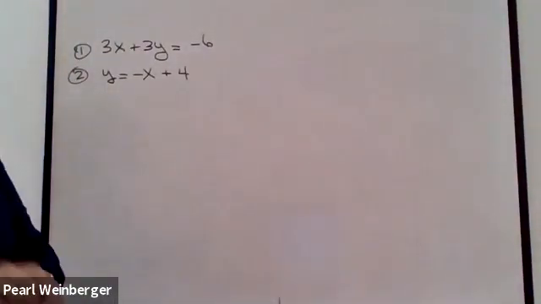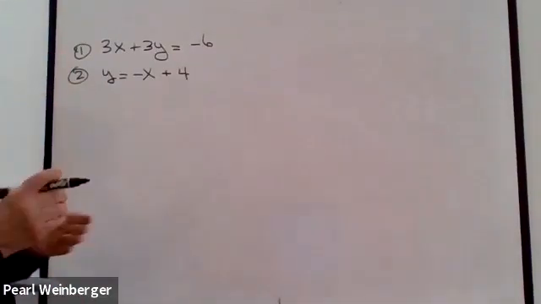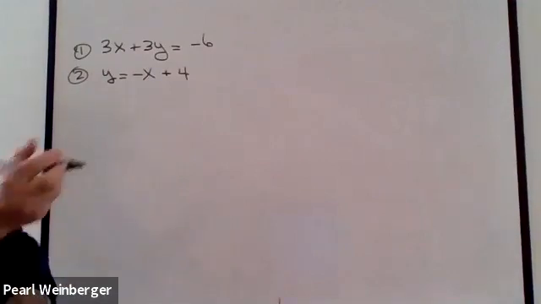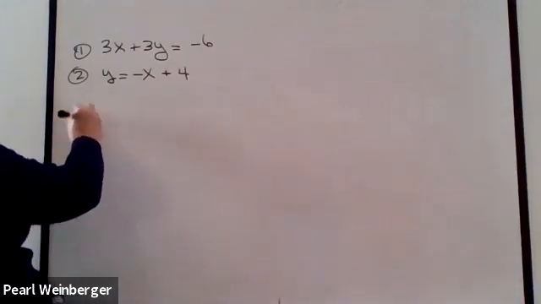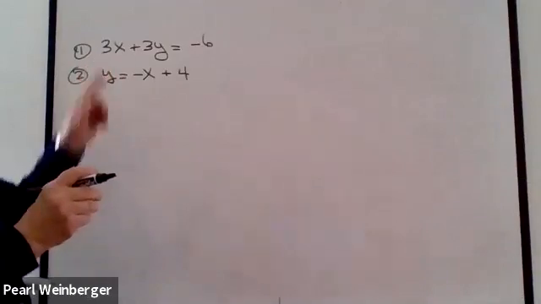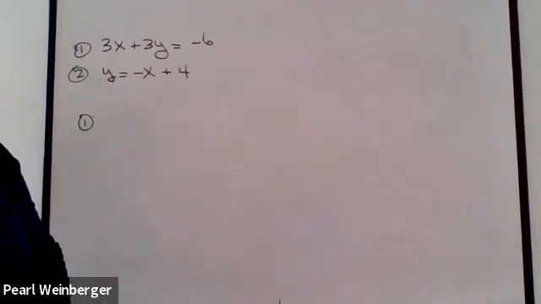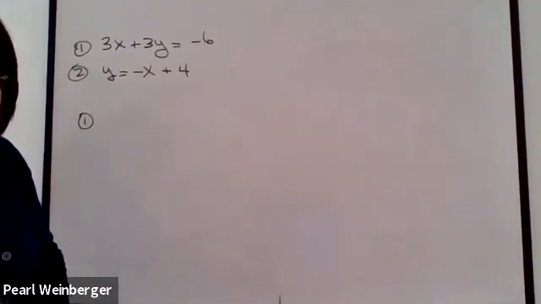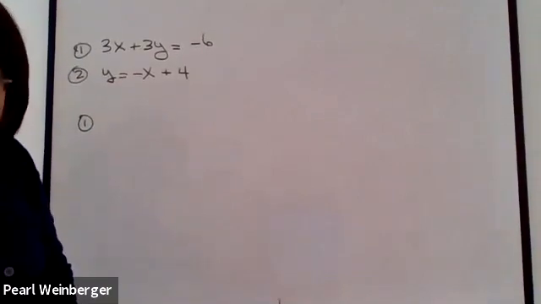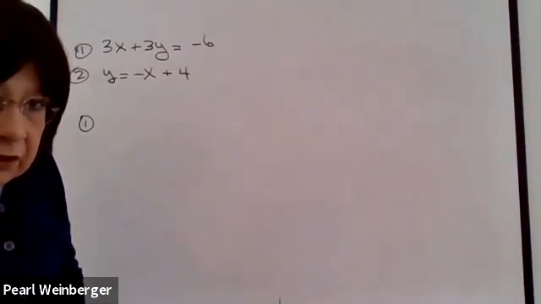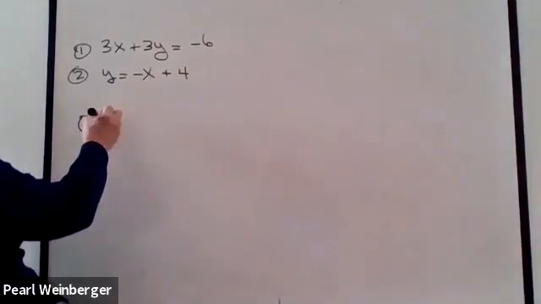The first thing I would want to do is put the equations in y equals mx plus b form. Does anybody want to tell me what they got when they put 3x plus 3y equals -6 in y equals mx plus b form? I got y equals -1x minus 2. Okay, how did you do that, Jonathan? I subtracted 3x on both sides.